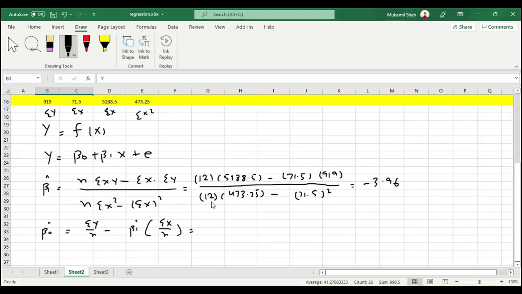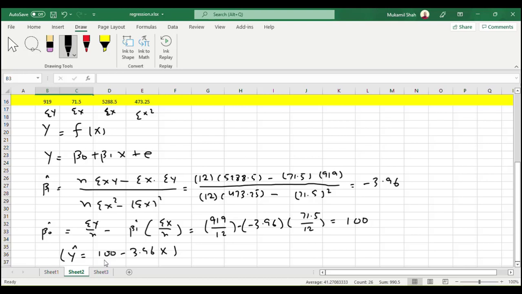Similarly, beta naught is equal to summation y divided by n. Summation y is 919, divided by n, minus beta 1, which is minus 3.96, times summation x divided by n. So overall this is equal to 100. So the fitted regression line is y hat equals 100 minus 3.96 x. This is the intercept and this is the slope.